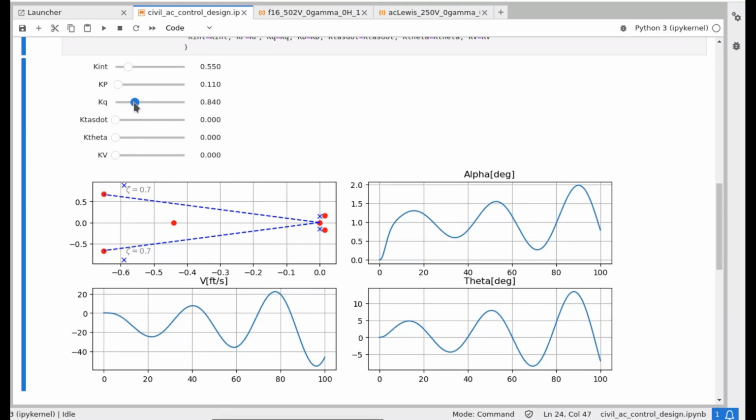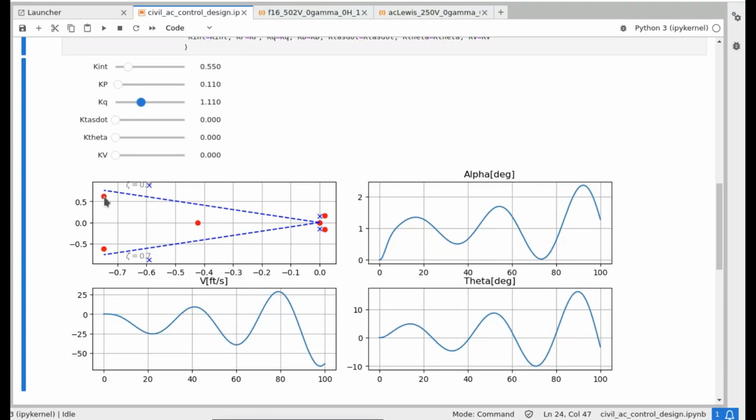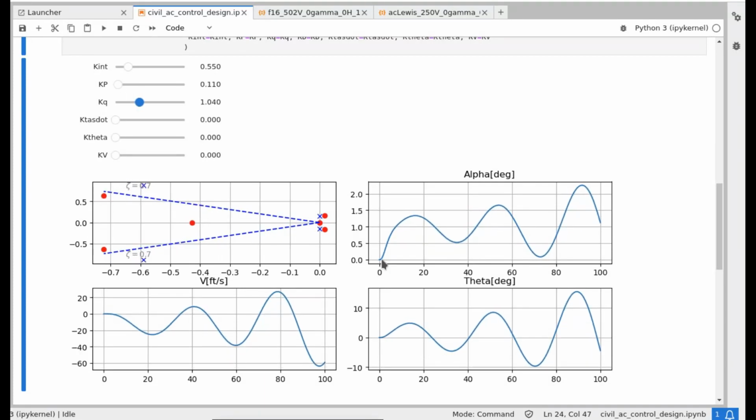So for example, if I increase the gain of the pitch rate, I'm increasing the damping and also the frequency of this pole here. If you want to see a step response in angle of attack, that is like a first order response, the controller regulating perfectly the angle of attack. This is clearly not the case here, because you can see that the phugoid is really messing up.